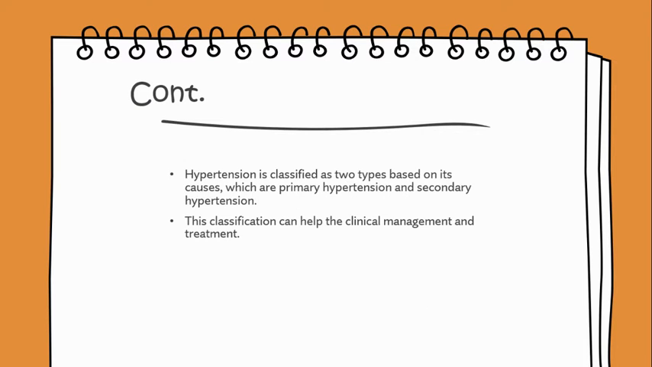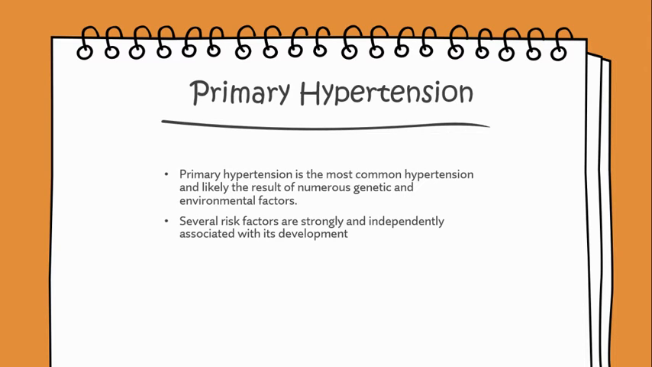Hypertension is classified as two types based on its causes, which are primary hypertension and secondary hypertension. This classification can help the clinical management and treatment. Primary hypertension is the most common hypertension and likely the result of numerous genetic and environmental factors. Several risk factors are strongly and independently associated with its development.